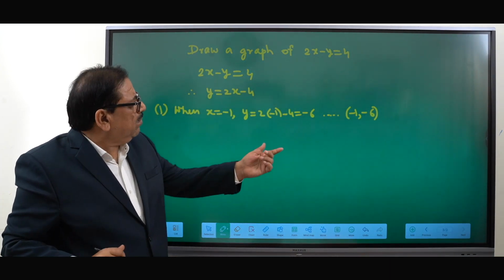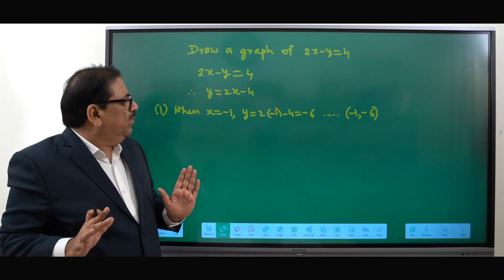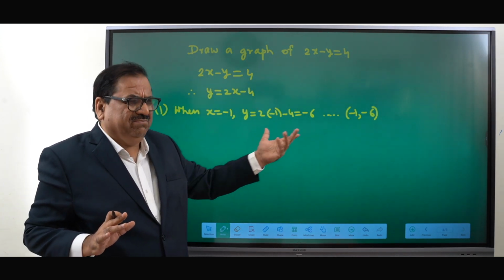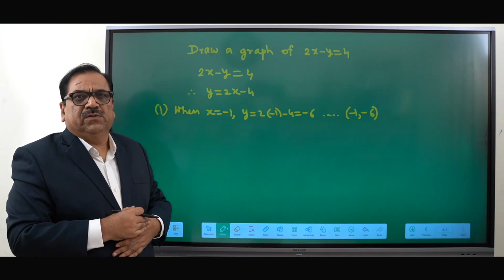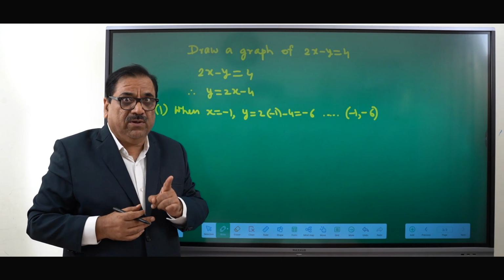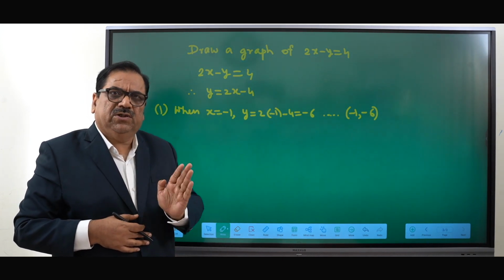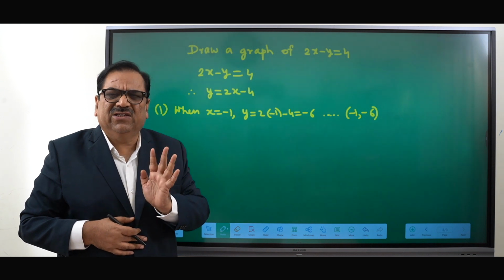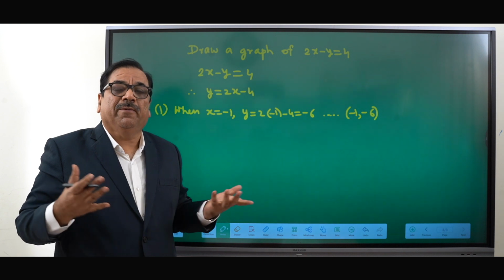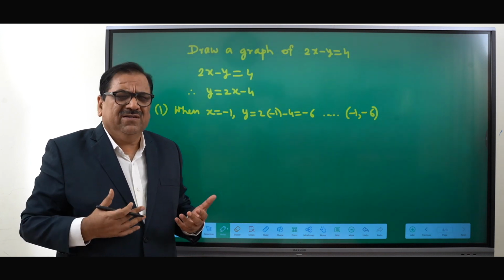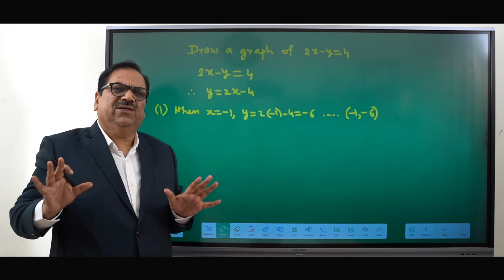This is called the coordinates of the point. Usually we give a name A, B, C to the point. Minus 1 is the x coordinate, minus 6 is the y coordinate. First is always the x coordinate, second is always the y coordinate. Now you may think why? Friends, these are assumptions. It is assumed.